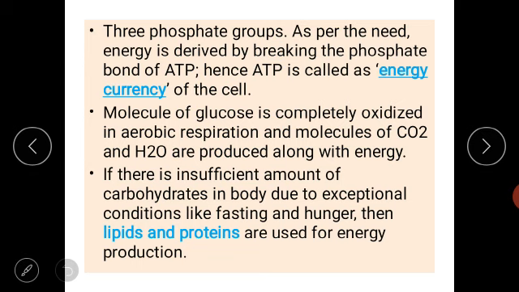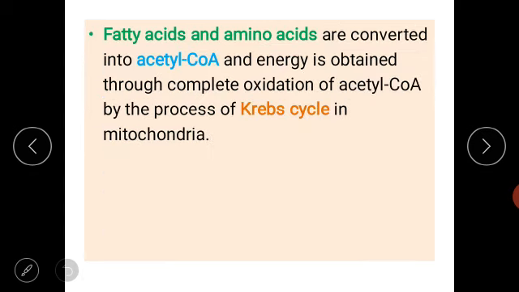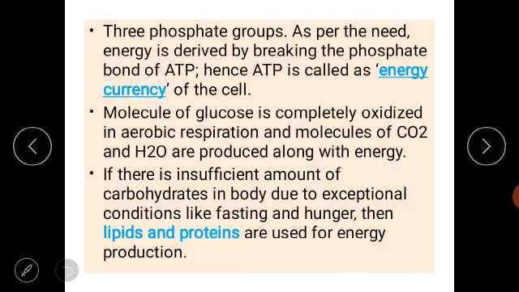Next point that we are going to study is how energy is obtained from the food that we eat. Whatever the food that we eat contains carbohydrates, proteins, and fats. These are the energy rich molecules from where we can get the energy. A very common and abundantly available source is carbohydrate, then fat, and then protein.